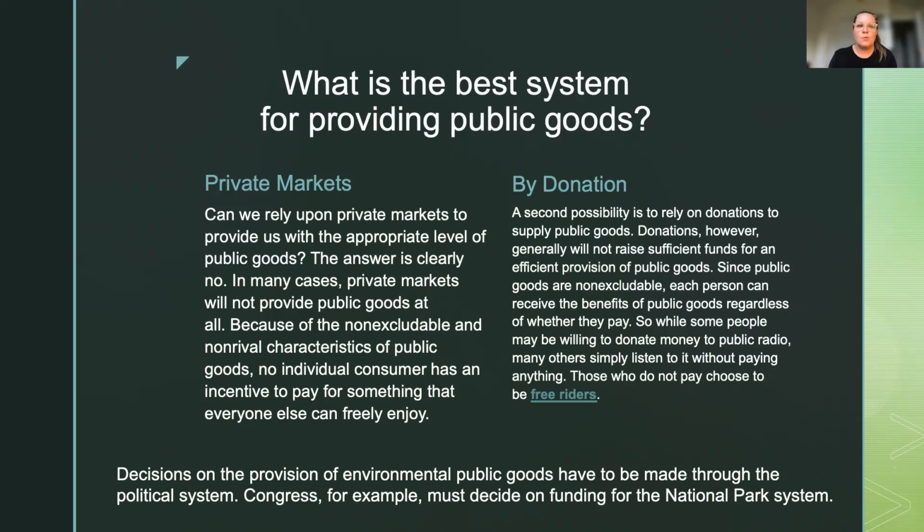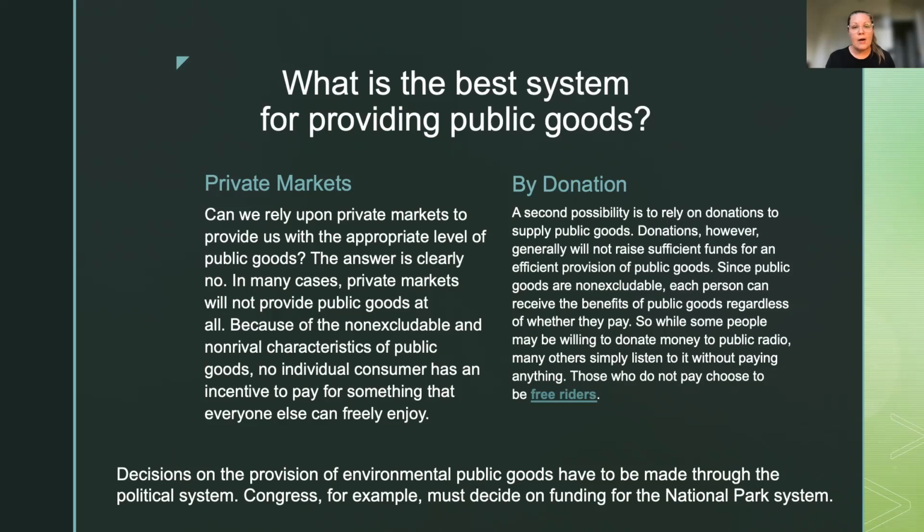So the question really is, can we rely on private markets to provide an appropriate level of public goods? The answer is no. In many cases, private markets will not provide public goods at all, let alone to the level that we really need them. Because of the non-excludable nature and non-rival characteristic of public goods, no individual consumer has any incentive to pay for it since they can enjoy it freely.